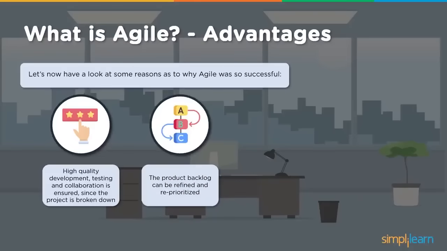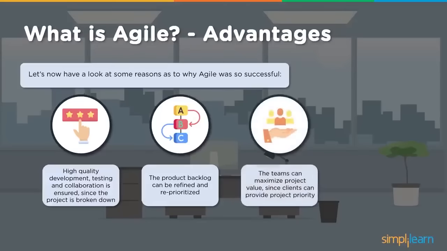Then the product backlog can be refined and reprioritized. Since we move iteration-wise, depending on the change scenario and changes in direction, we can keep reordering or reprioritizing our product backlog, deciding what needs to be created first. If I have items 1, 2, 3, 4, 5, I can make it 3, 4, 1, 2, 5. So whenever it needs to be executed, it is flexible and easy to do. Then teams can maximize project value since clients can provide project priority.